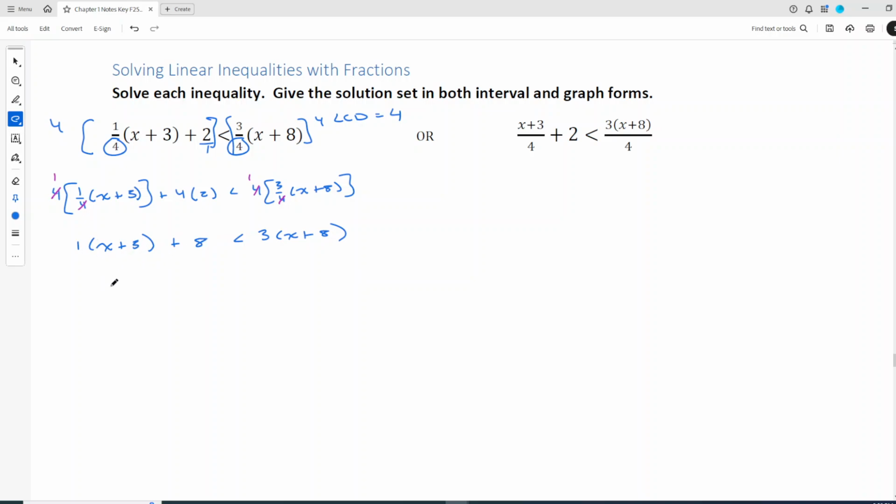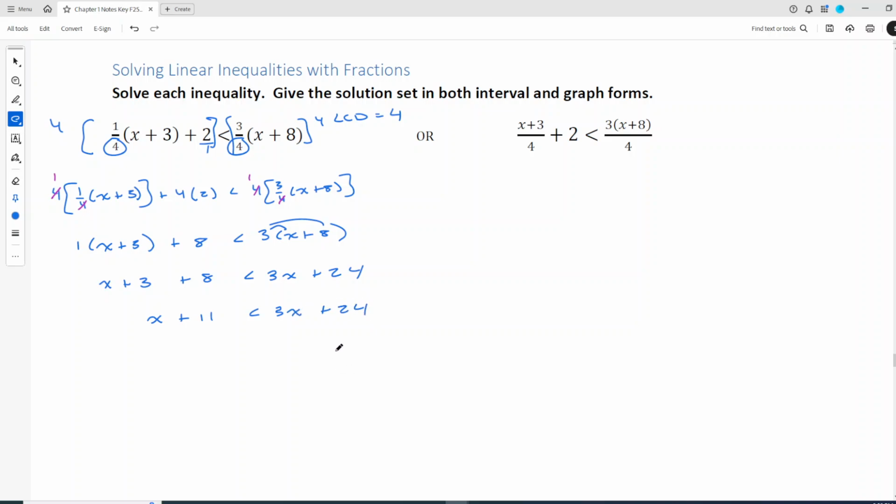So I'm going to distribute. So I end up with x plus 3 plus 8 is less than, distribute the 3, 3x plus 24. And then I'm going to collect like terms. I get x plus 11 is less than 3x plus 24.